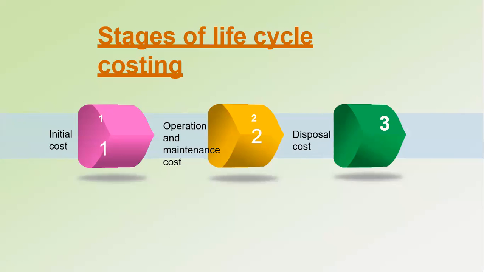The disposal cost comes at last, where we can add all the things, and generally these are in an incremental way. Initial cost is a little less, then operation and maintenance cost is a little higher, and disposal cost is the highest among these three. So low, medium, high, like this it is.